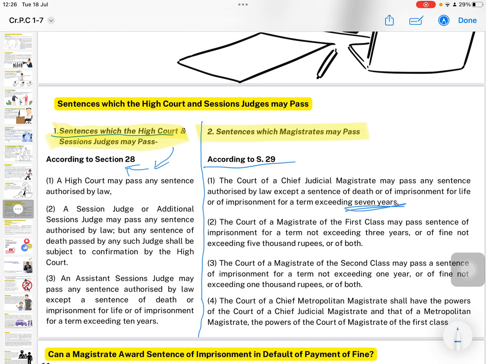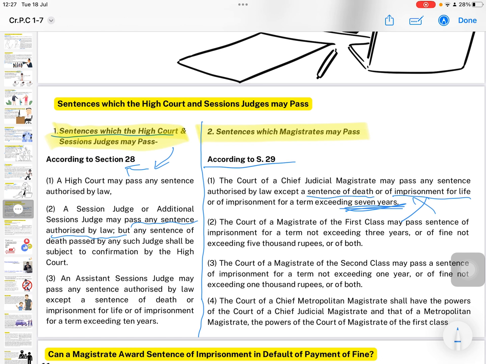Chief judicial magistrate क्या नहीं कर सकता है? Imprisonment of life, death penalty और 7 साल से ज़्यादा नहीं कर सकते हैं. A session judge or additional session judge may pass any sentence authorized by law, but any sentence of death passed by any such judge shall be subject to confirmation by the High Court. Section 29 देख लेते हैं क्या कहता है.